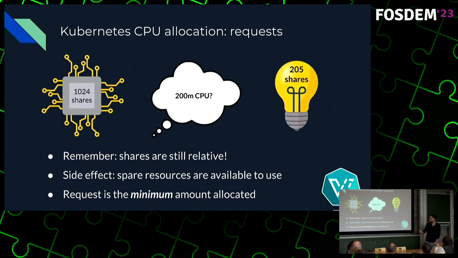So what happens, for example, if the node has 100 CPUs and one pod with a 200 milli-CPU request runs on that node? Since it's relative, it would just use all of the node's resources, right? So this has a nice side effect. The spare resources on the node can be used by the pods relative to their requests. So basically the request is the minimum amount that is actually allocated, and all of the spare resources are split relative to the request.